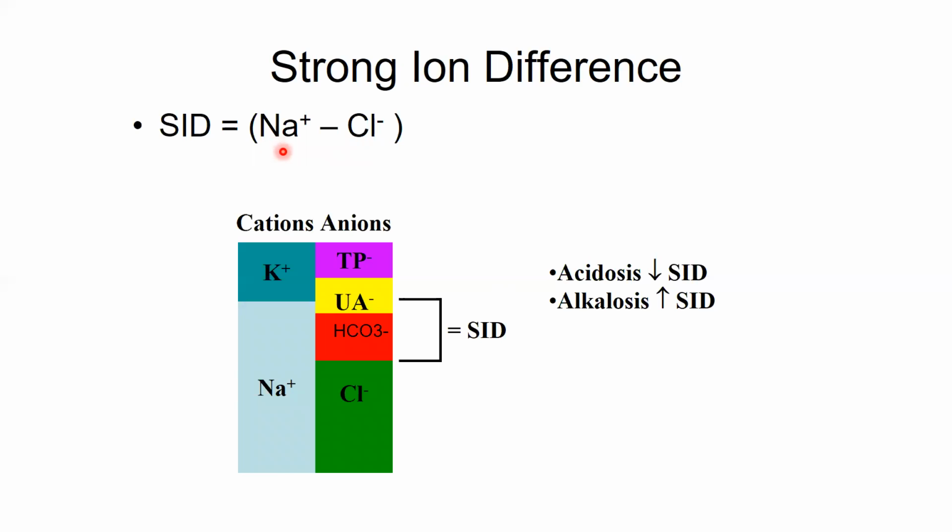So let's just look at sodium minus chloride. So if chloride increases, the strong ion difference will decrease. So here's another Gamblegram. If chloride increases, the strong ion difference will decrease, bicarbonate will decrease, and we'll have an acidosis. If chloride decreases, then bicarb will increase, and we have a strong ion alkalosis. And we'll discuss this more in the next video.